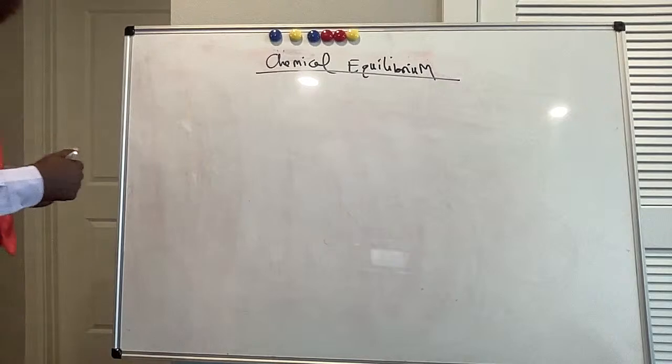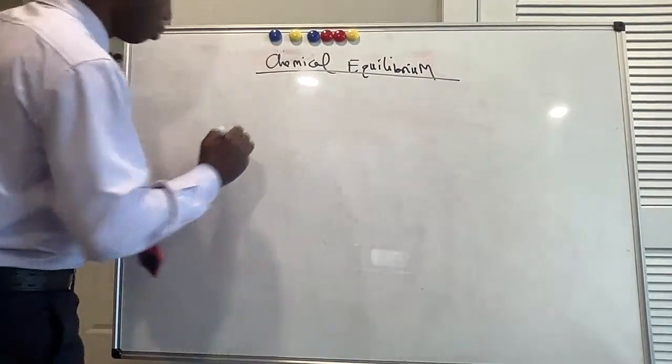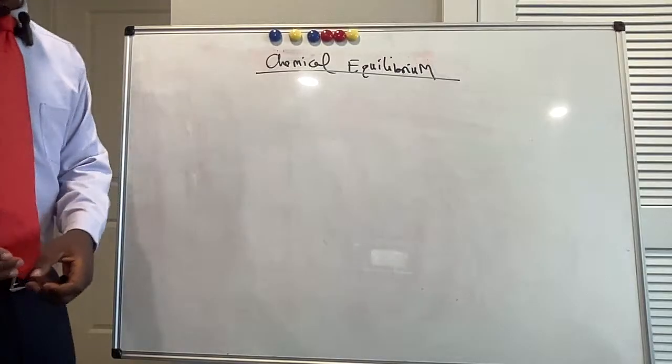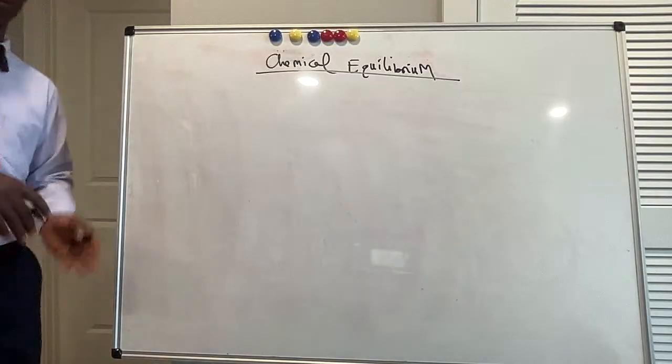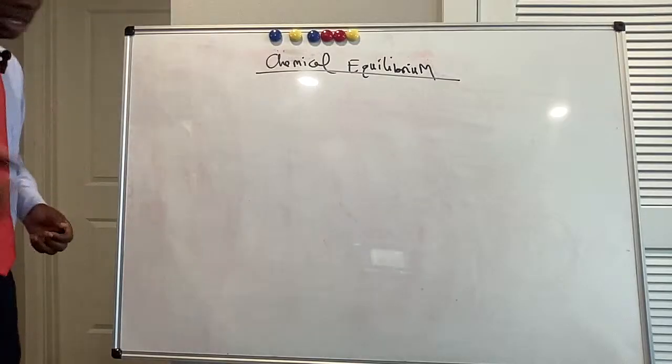So let's take an example of a balanced seesaw. A balanced seesaw. That is physical equilibrium. We have physical equilibrium and we have chemical equilibrium. Let's look at an example of a chemical equilibrium.